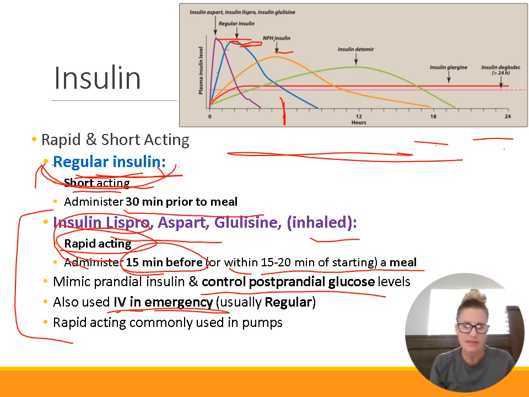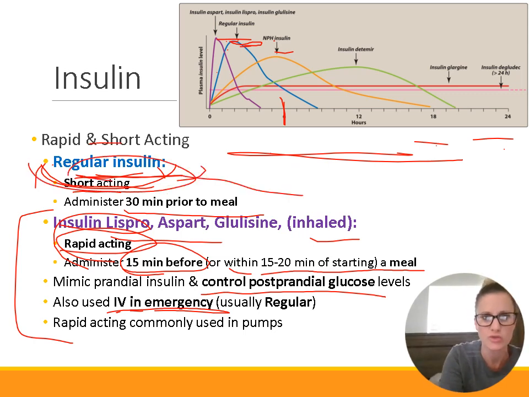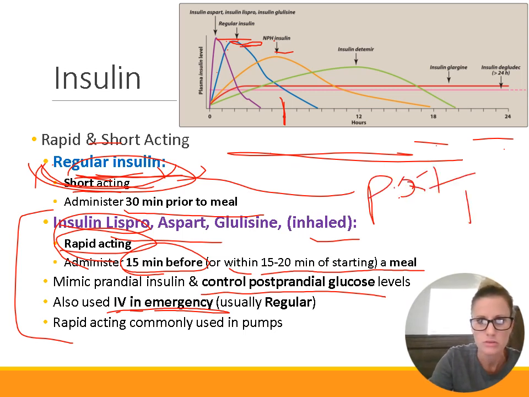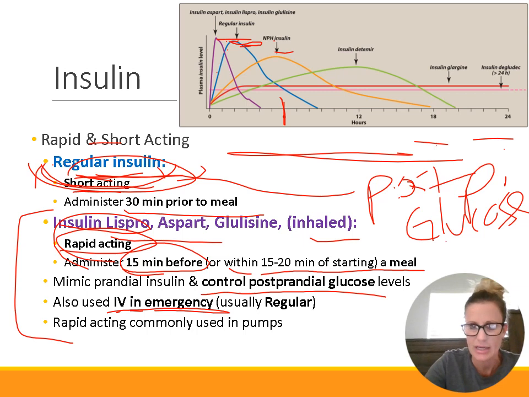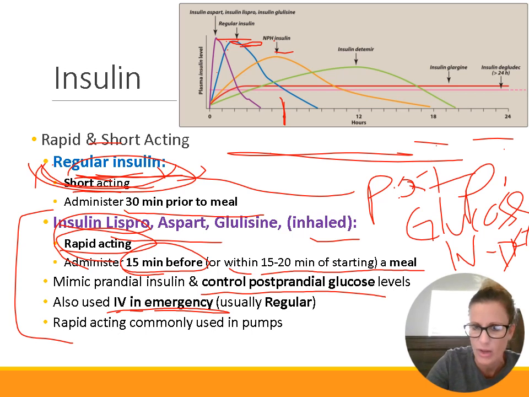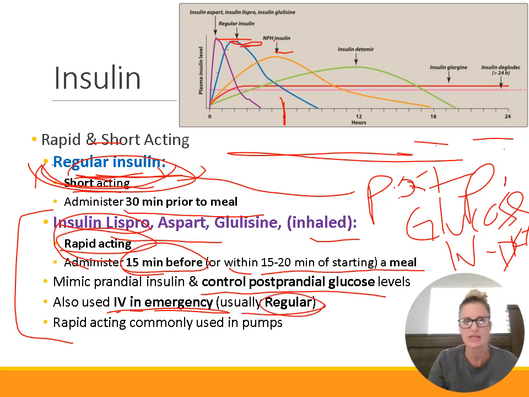I mentioned previously that we generally use regular insulin. So regular insulin is used for postprandial glucose control, and regular insulin can be used IV for emergencies like DKA, like diabetic ketoacidosis. We can also use the rapid acting agents though. So again, usually we use regular insulin, but the rapid acting agents can be used too. Rapid acting agents are very commonly used in pumps as well.